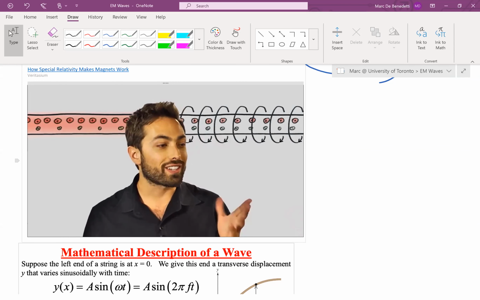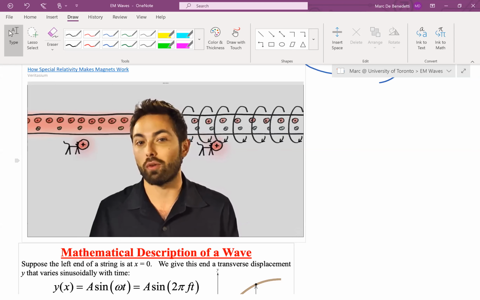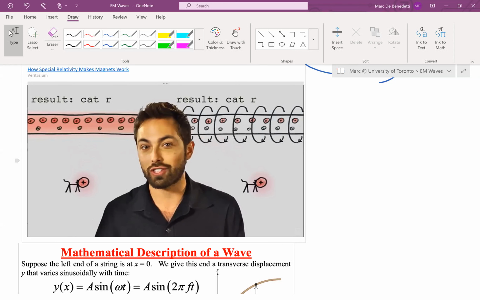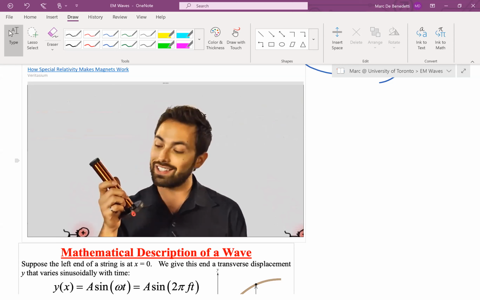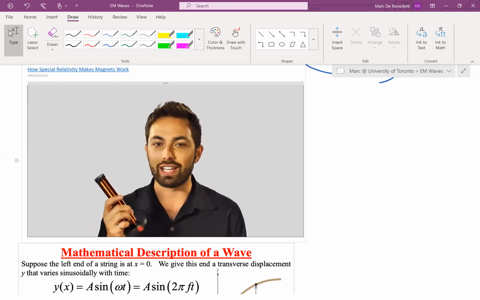So whether you see it as an electric or a magnetic field just depends on your frame of reference, but in either case, the results are the same. So an electromagnet is an everyday example of special relativity in action.